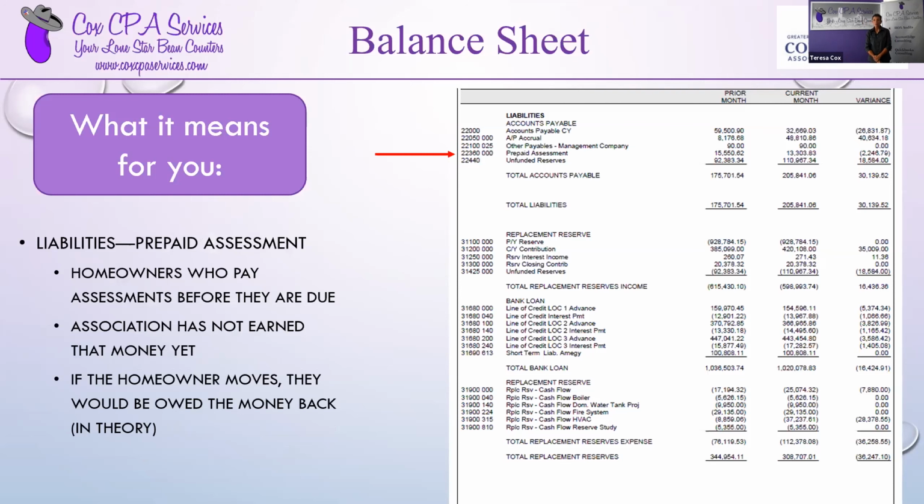Okay, and then the next one is prepaid assessments. Okay, so this is when owners pay their assessments ahead of time. So if you don't owe your assessment until January the 2nd, and you're being a good little resident and you go ahead and pay on December 15th, then you're going to be in that prepaid assessment number until the next month.